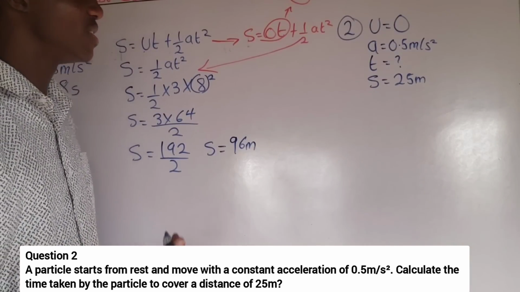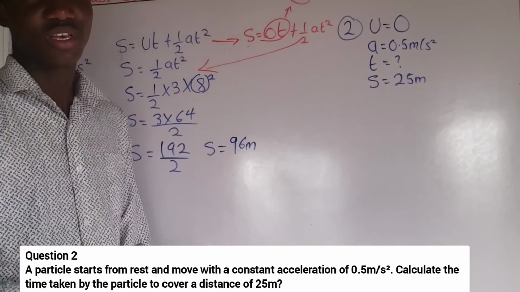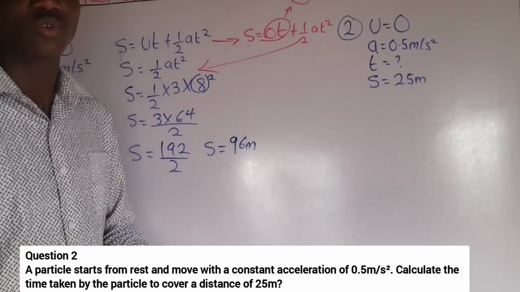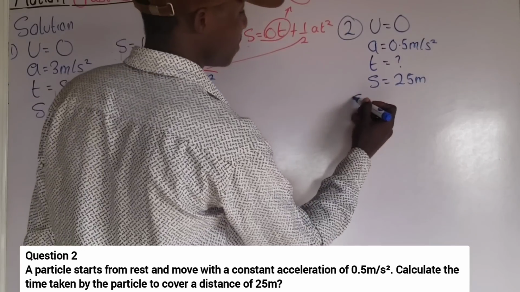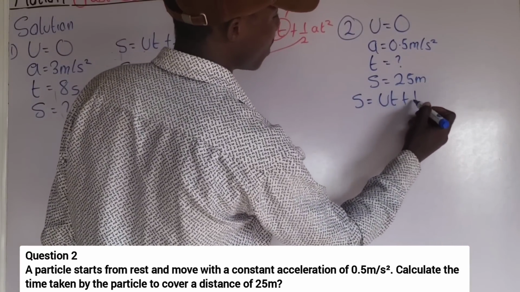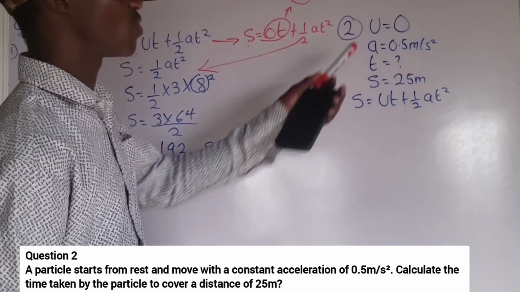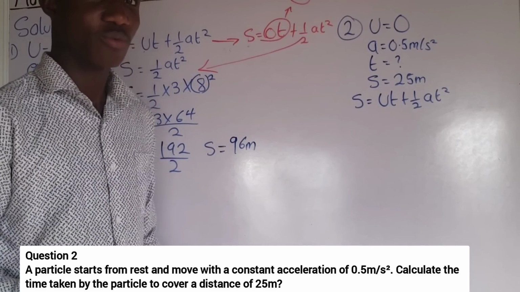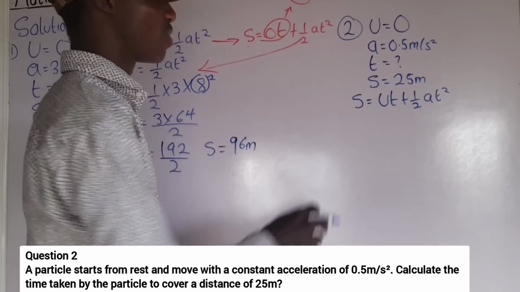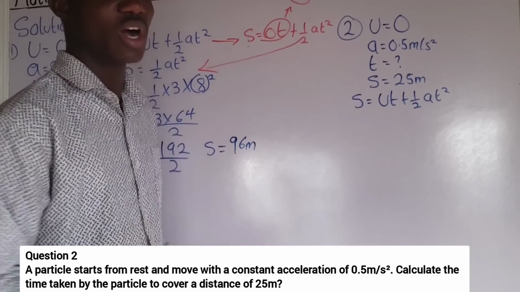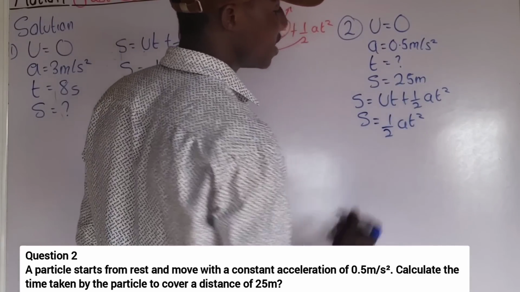The reason is that the second contains all the parameters that were given, including the parameter we are asked to calculate. So s equals ut plus 1 over 2 at squared. I told you that anytime you come across a question that says initial velocity is 0, when the body starts from rest, this ut will be 0, because the product of 0 and t is nothing. So s will be equal to 1 over 2 at squared in that case.